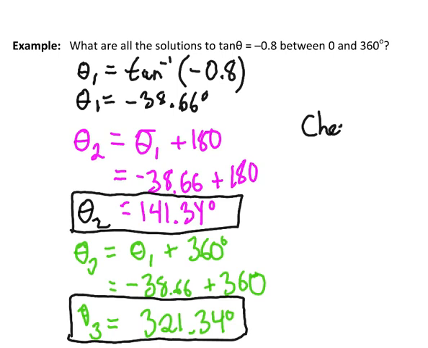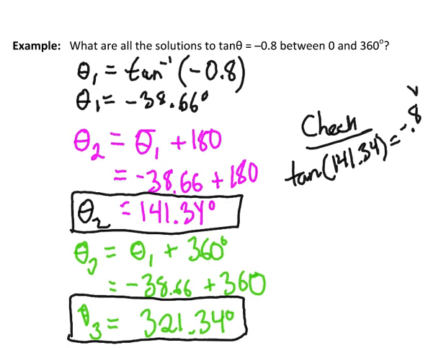You can do a quick check on the side. So check that tan of 141.34 is indeed negative 0.8, and it is. And check that tan of 321.34 is indeed negative 0.8, and it is. So this all checks out.